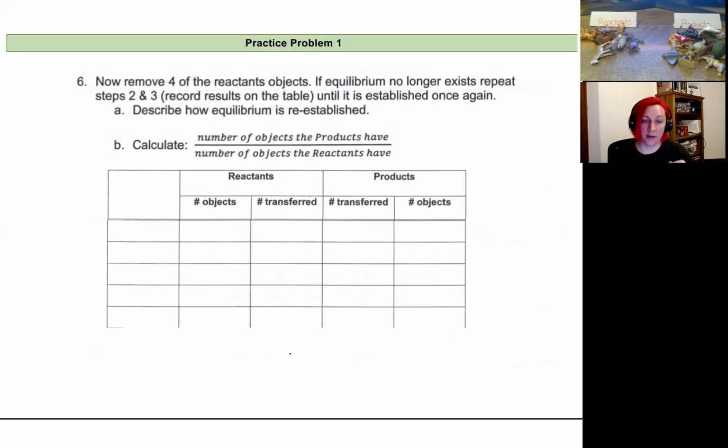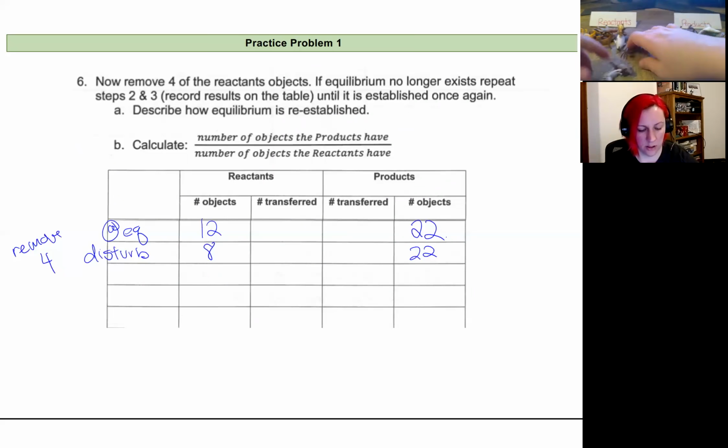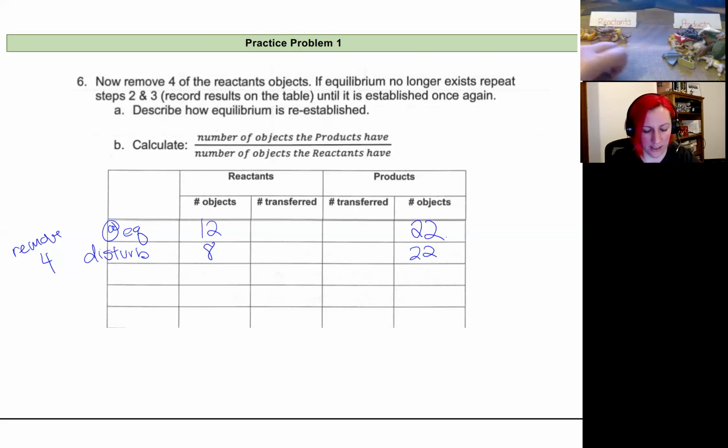I'm going to remove some of my reactants. So remember, I started with 12 and 22, and we were at equilibrium, and now I'm going to disturb equilibrium. I'm going to remove 4. So now I'm going to have 8 of my reactants to start with and 22 of my products. So 1, 2, 3. All right, get rid of these.